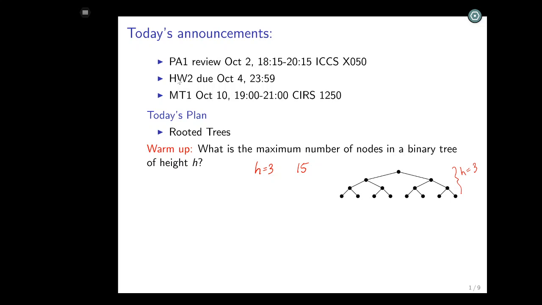I say, well, suppose that I have something that has height 0. And it's got 1 node in it. So h equals 0, and the count is 1. And now if I have something that has height 1, then I can keep adding things and I get something that has 3. And then I can do height 2, and height 2, I fill it up.